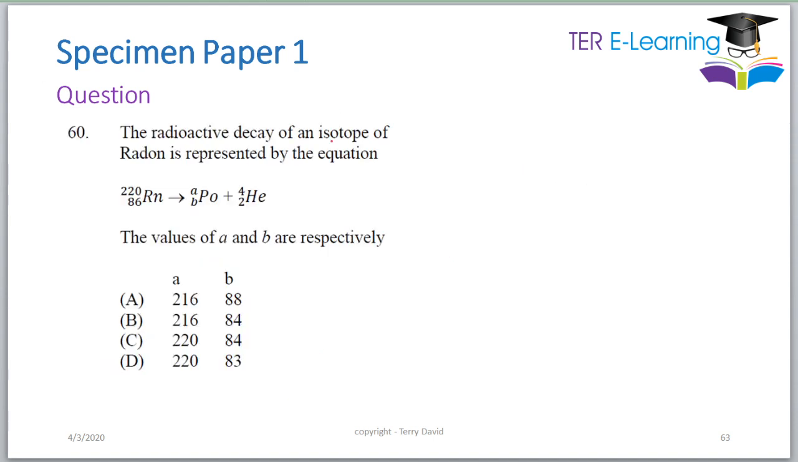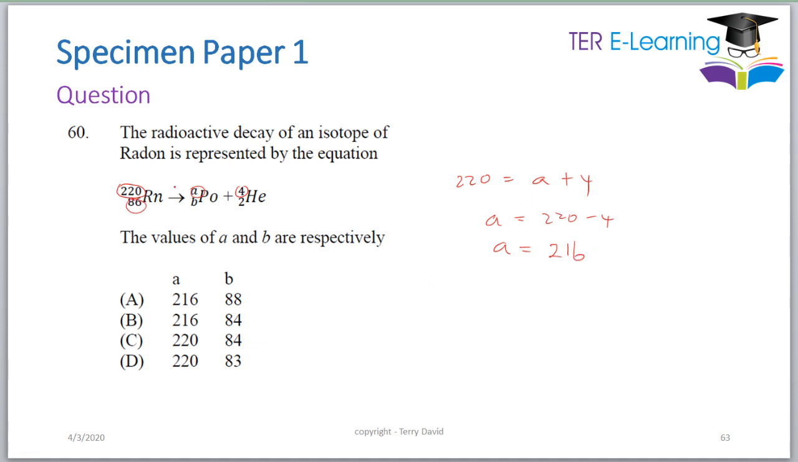And the last question, they give us a decay equation and they want to know the value of A and B. What you all need to remember is that when I add up my mass numbers on the left side, it should equal what I get when I add up my mass numbers on the right-hand side. So therefore 220 is equal to A plus 4. So A is 220 minus 4. So A is equal to 216.